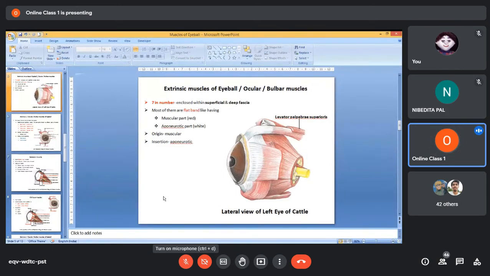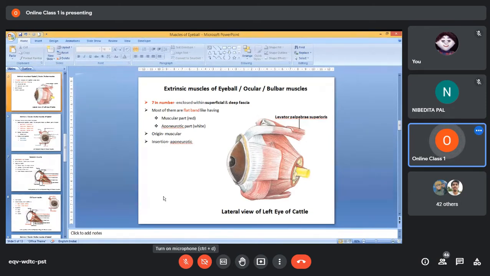So if the connective tissue forms a white sheet, then it is called aponeurosis. And if the connective tissue forms a band-like structure, then that is called tendon. Okay, a muscle may have a tendinous insertion or it may have an aponeurotic insertion. So for the ocular muscles, you should remember they always have aponeurotic insertion.